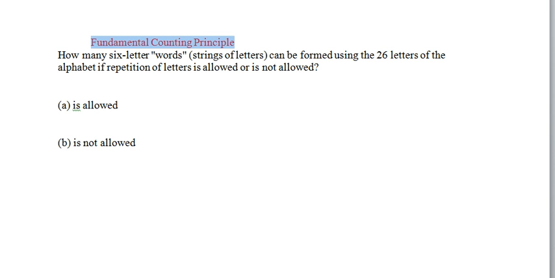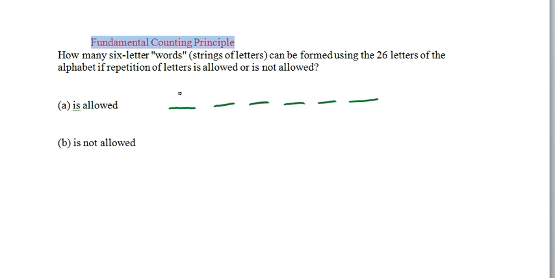The fundamental counting principle says that if an event is composed of sub-events, then the number of ways that the event can occur is the product of the number of ways that each of the sub-events can occur. So in this case, we're looking at creating six-letter words, but each six-letter word is created by first of all choosing a first, then a second, third, fourth, fifth, and sixth letter. And so these are the six sub-events.